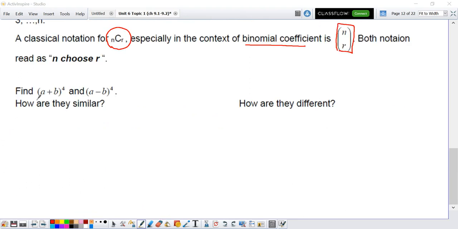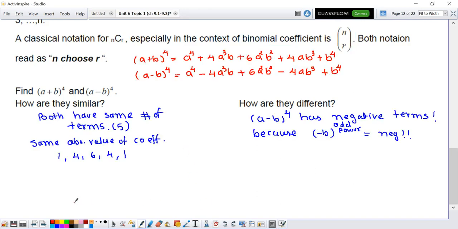Okay, so let's explore further. What is the difference between (a plus b) to the 4 and (a minus b) to the 4? You can say that (a plus b) to the 4 is a to the 4th, 4a cubed b, 6a squared b squared. You can see those coefficients are 1, 4, 6, 4, 1.